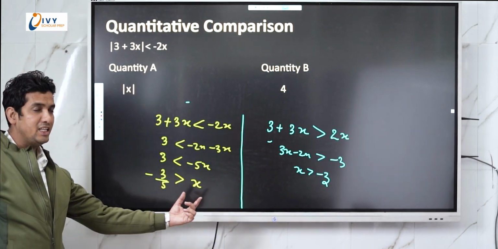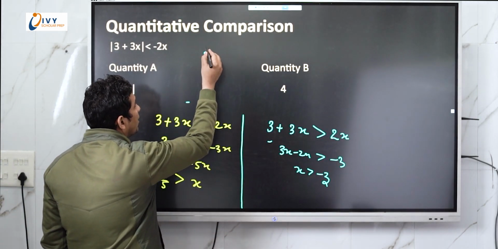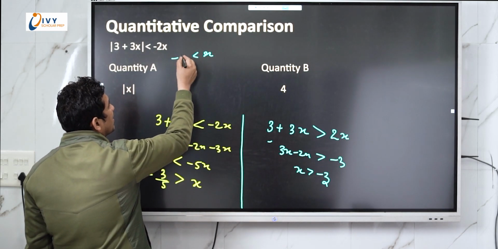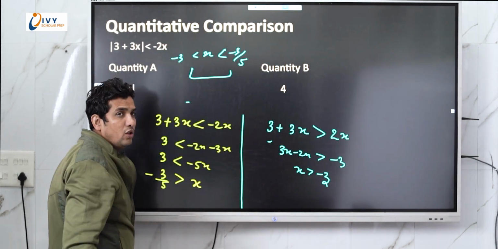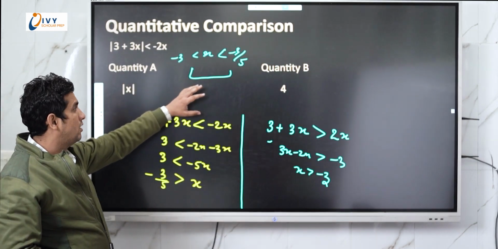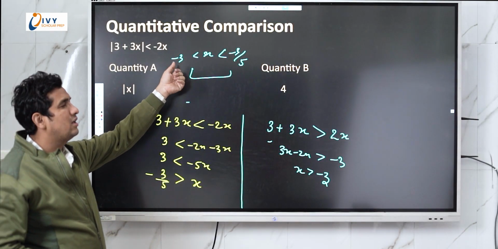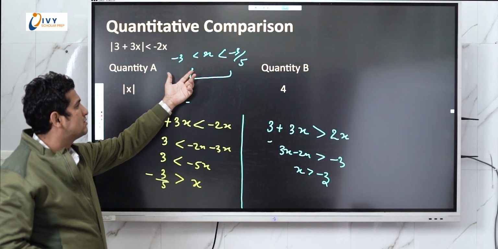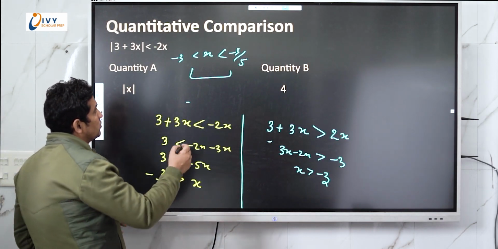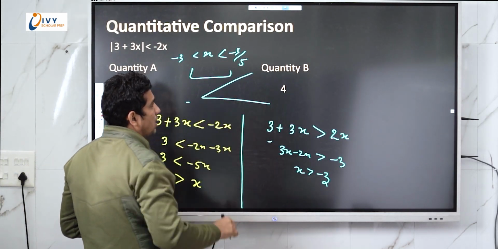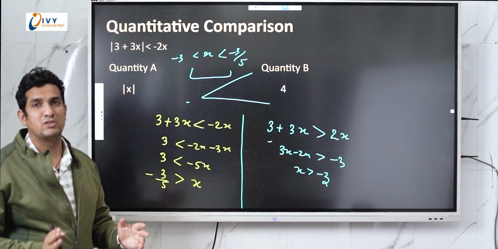If you try to combine these two situations, x is eventually greater than minus 3 and less than minus 3 by 5. Now if you think of all those values which come under this range, it has to be always less than quantity B, right? Like I can have, let's say, minus 3, minus 2, minus 1, minus whatever, let's say minus 1.5. In all those cases, my quantity B is coming bigger. So that's where we simply say quantity B is going to be greater. So the answer will be only B for this problem as well.